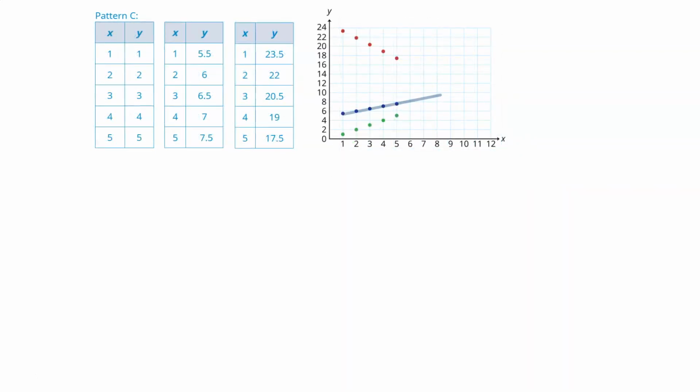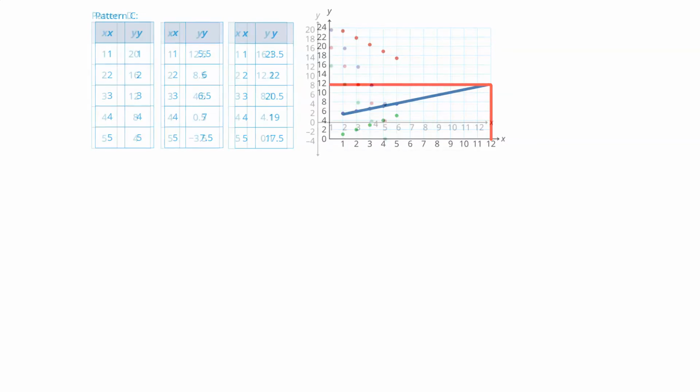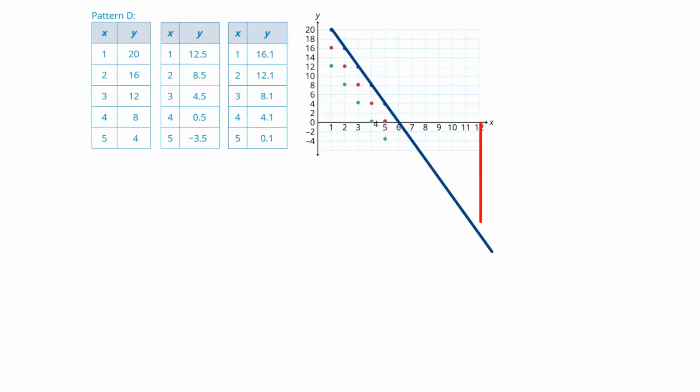In pattern C, connecting all the dots, going all the way up to 12, this time it looks like we're at about 12 on the vertical axis. Pattern D, and our graph might not have been perfect for doing this, it looks like it's at about minus 20. Maybe even minus 22.